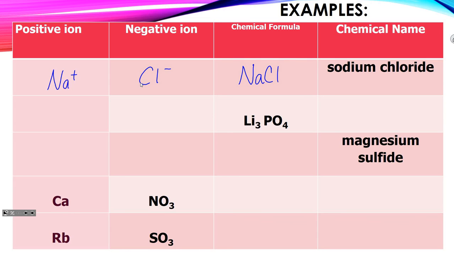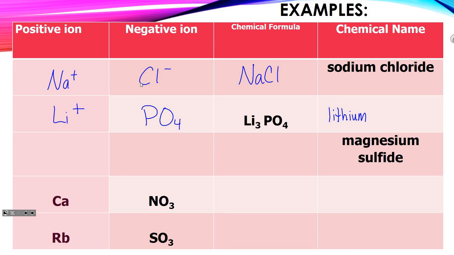So the first thing I do is I look at the first element. What is it? Lithium. So I know I'm going to name it lithium. I also know lithium is Li. What column is Li in? First one. So it's a +1, right? Now, I needed 3 of them to balance out the PO4. So for the PO4, what's the charge? I needed 3 positives to balance out the PO4.